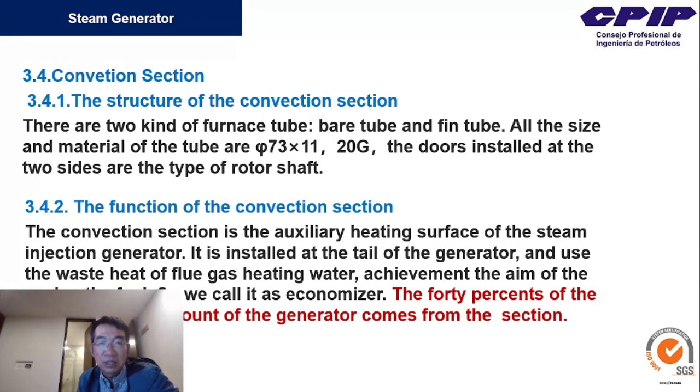The function of the convection section: the convection section is the auxiliary heating surface of the steam injection generator. It is installed at the tail of the generator and uses the waste heat of the flue gas to heat water. It achieves the aim of saving fuel, so we call it the economizer. 40% of the produced heat amount of the generator comes from this section.